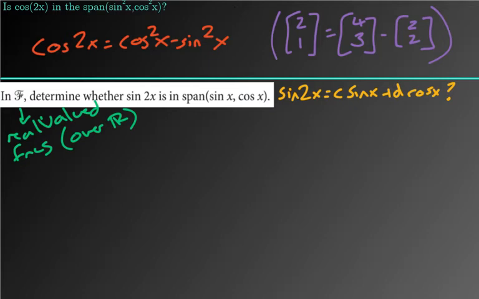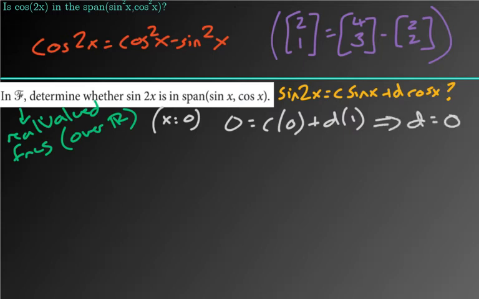So let's say I want to take x to equal 0. Then sine of 2x is just 0, and sine of x is also 0. So it's c times 0. And then cosine of x is 1, so we have d times 1. So this would imply that d equals 0. So if x equals 0, d equals 0.